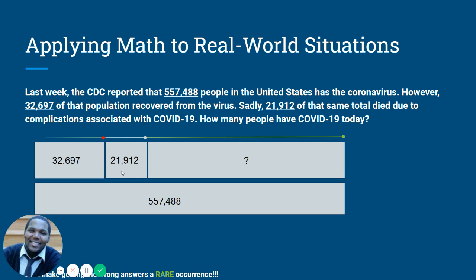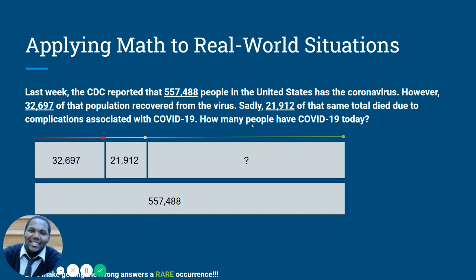All right. Now, as we progress in our reading, it says, however, 32,697 of that population recovered. So I have that here. So we're trying to draw something that represents what's happening here. It says of that population. So that and of that, in other words, you can say from that population. And from, all right, is usually a word associated with what type of operation? That's right, subtraction.